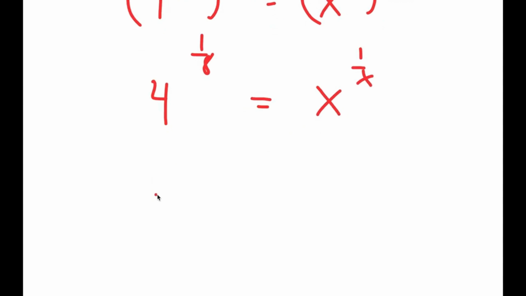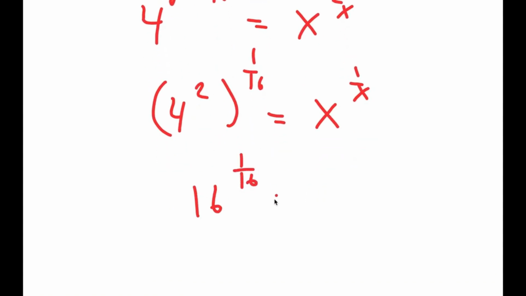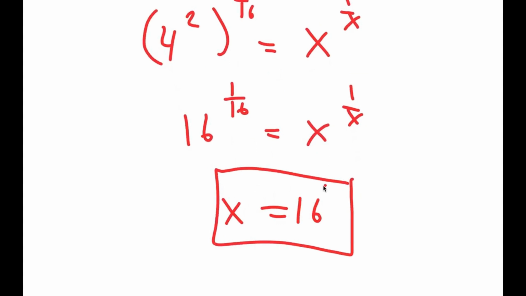Now this is the same thing as 4 to the power of 2 times 1 over 16. And I can rewrite this as 4 squared to the power of 1 over 16 is equal to x to the power of 1 over x, and 4 squared is 16, so I get 16 to the power of 1 over 16 is equal to x to the power of 1 over x, meaning x is equal to 16.